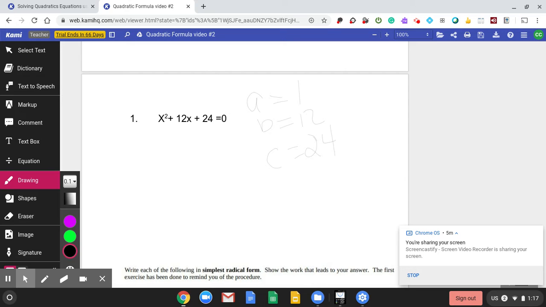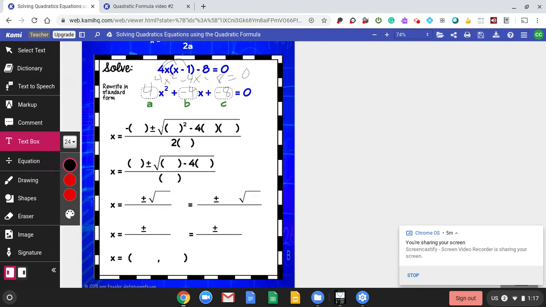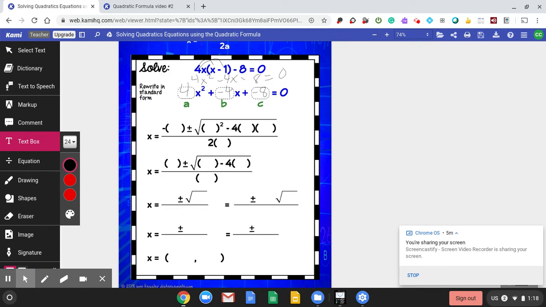Now, I did this elsewhere, so I'm just going to show you how I did it, and you can copy it down in your own form, but I like the little template. So here we go. Let's go find x squared plus 12x plus 24. Let's go find that problem.